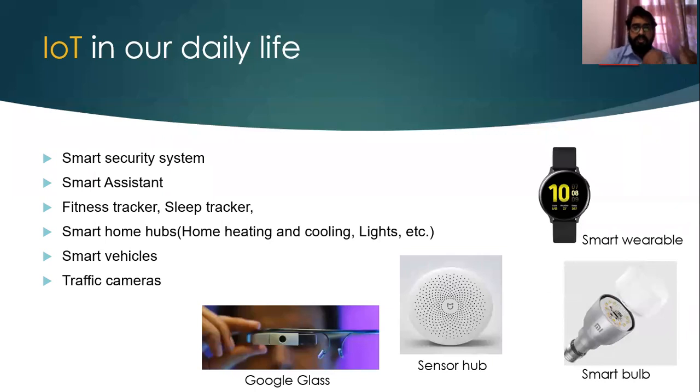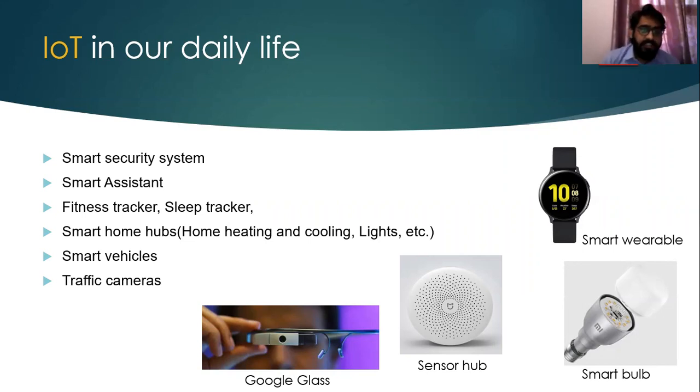So all those security products related to smart households and everything, we include all those products in IoT. Then we have a smart assistant. A smart assistant is a pocket personal assistant like Google Assistant, Alexa, Cortana, Siri. All those are smart assistants. That is also something we can call an IoT product.